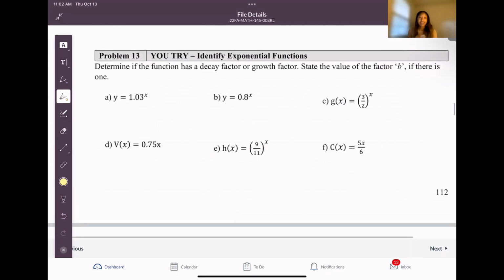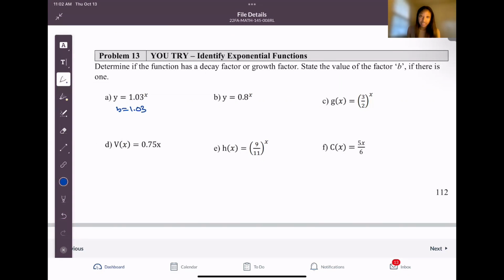Here we're given a bunch of exponentials and a linear function. We have to determine which one has a decay or growth factor. So determine if the function has a decay or growth factor. Part A, y equals 1.03 to the x. B is equal to 1.03. That's bigger than 1, so this is a growth factor. It's increasing. For the next one, 0.8 to the x, b equals 0.8. That's less than 1, so this is a decay factor.